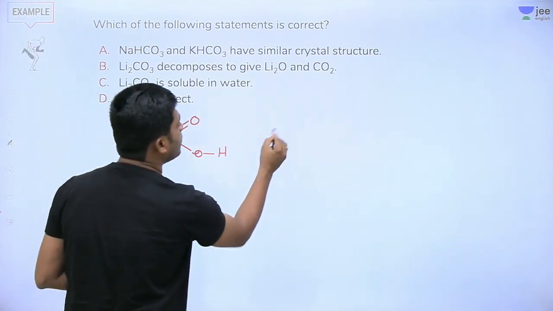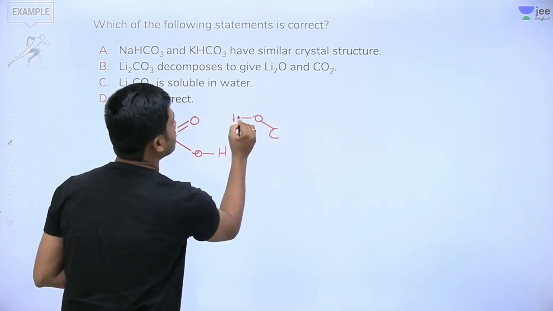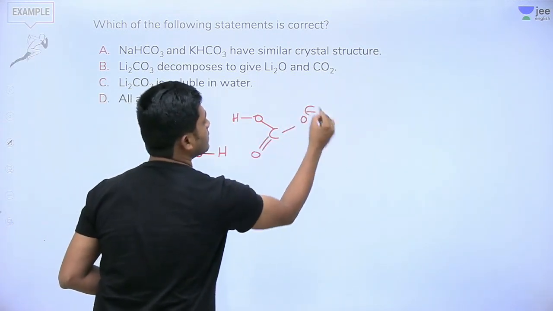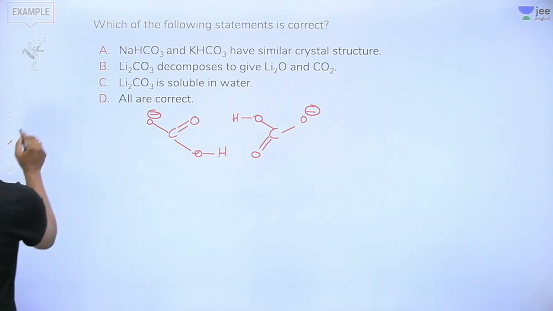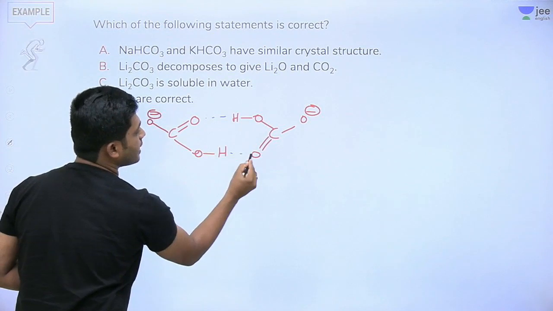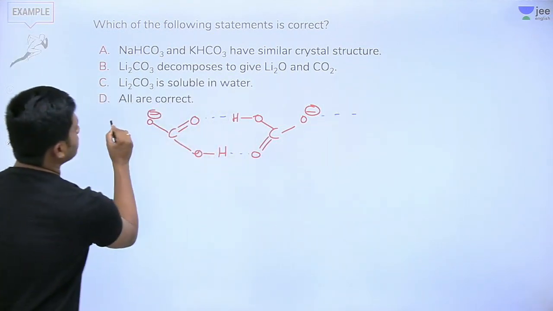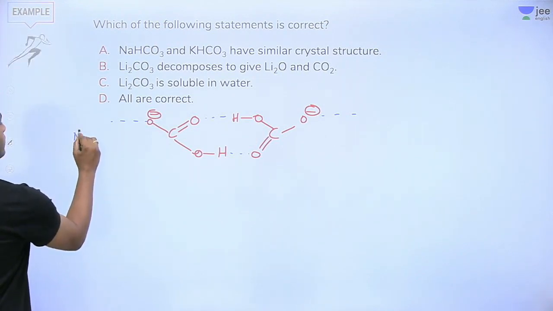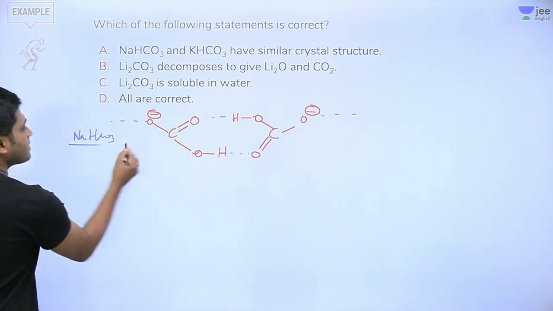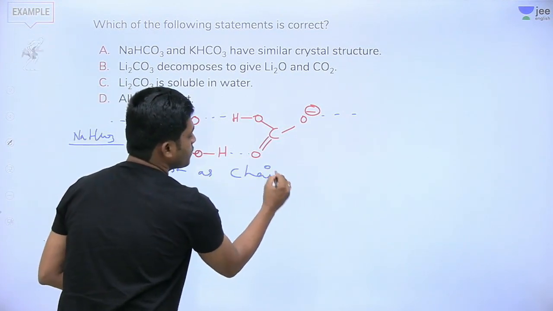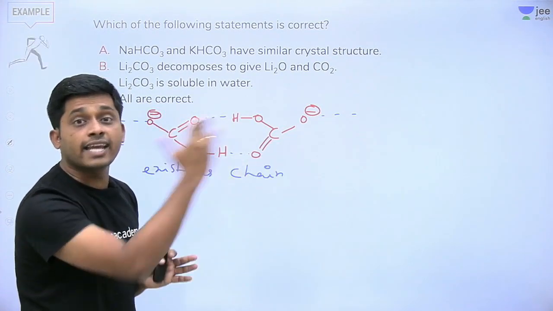How can it form hydrogen bond? C OH and C double bond O and O minus. See here, hydrogen bonding. Where is hydrogen bonding? This is hydrogen bonding, this is hydrogen bonding, this is hydrogen bond, this is hydrogen bond, right? So NaHCO3 exists as a chain structure. Because of hydrogen bond, it exists as a chain, right?